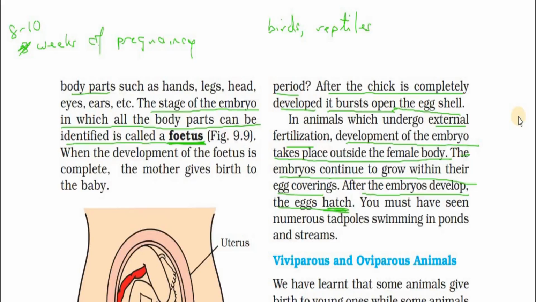Then you must have seen numerous tadpoles swimming in ponds and streams, which are the tadpoles of the frogs, right? The frog babies don't have a hard shell covering. They have a jelly-like mass which keeps them together. And once they are born, they are just in tadpole form. They swim in the water.